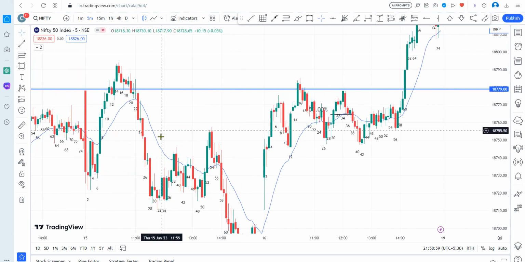Why not exit? What happened here is that this move was faded by buyers. So if you entered here or anywhere here, this is the exhausted candle. Here we didn't see any exhausted candle. So a better idea is to exit somewhere around here.